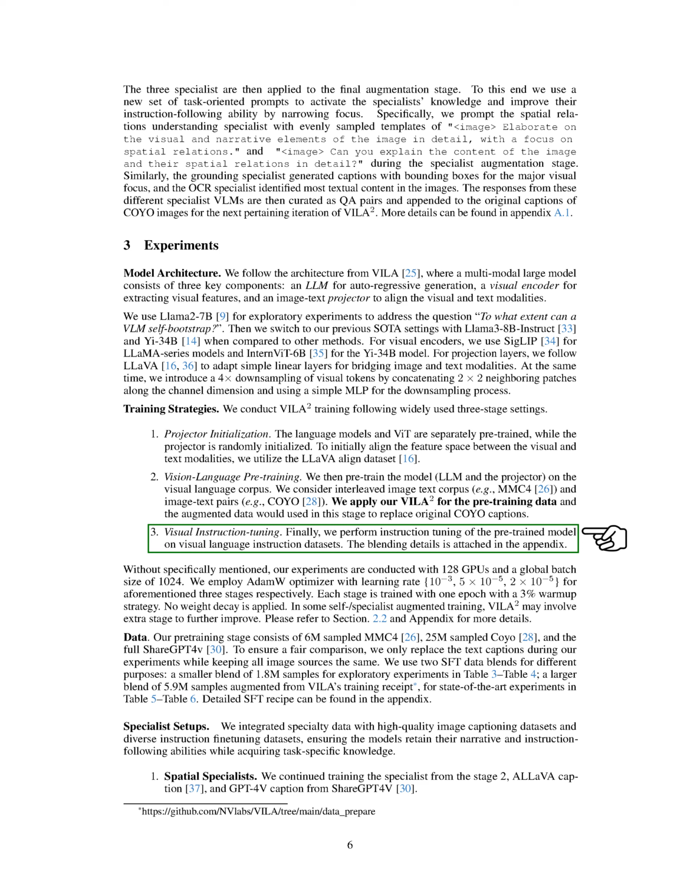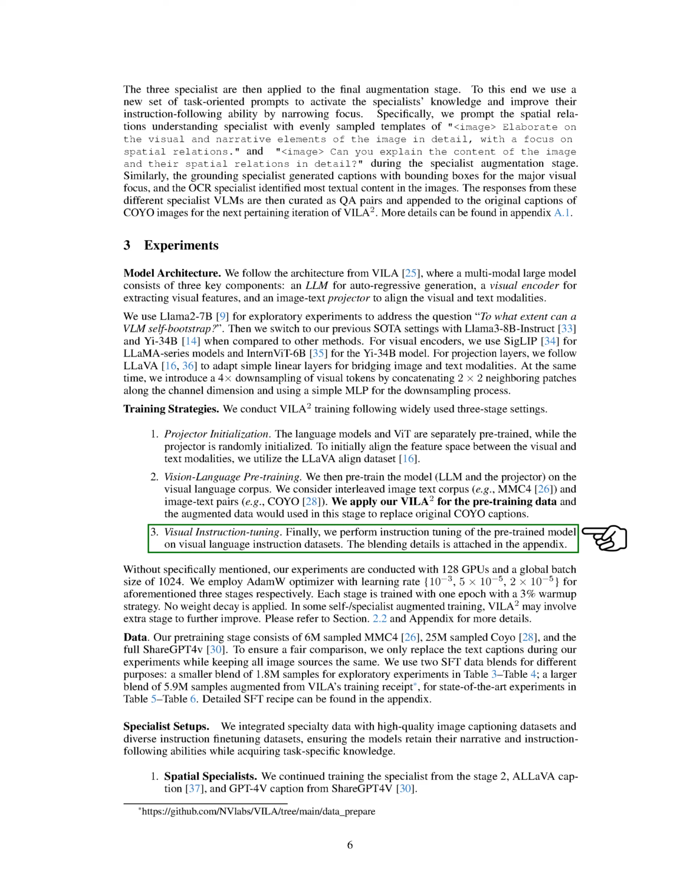Unless stated otherwise, our experiments were conducted using 128 GPUs with a global batch size of 1024. We used the AdamW optimizer with learning rates of 1×10^-3, 5×10^-5, and 2×10^-5 for the three stages, respectively. Each stage was trained for one epoch with a 3% warm-up strategy, and we did not apply weight decay. In some cases of self- or specialist-augmented training, VILA2 may involve an additional stage for further improvement. For more details, please refer to the relevant sections and the appendix.